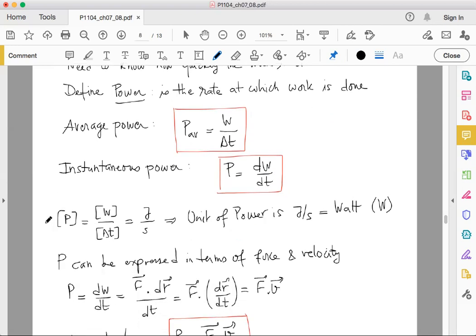And finally, one more thing to say: there are two points here. The first point is that the unit of the power is the watt. How can we determine it? The unit of the power is given by the unit of the work divided by the unit of the time, so it is joule per second. And joule per second is defined as watt. So 1 watt is 1 joule per second. That's number one.